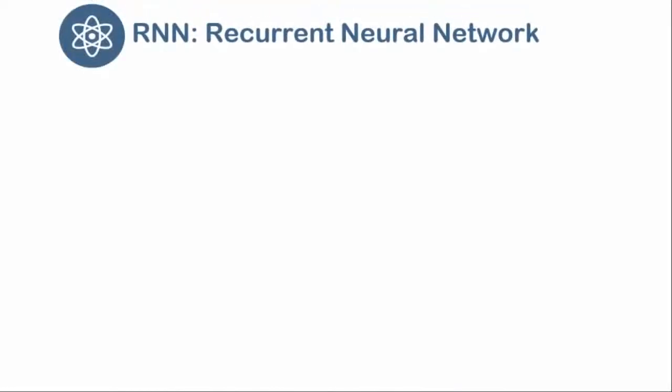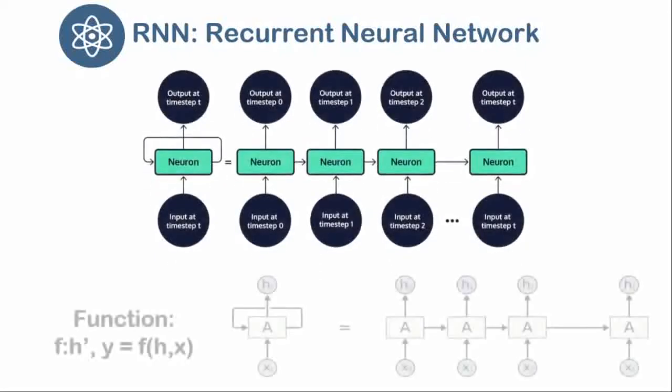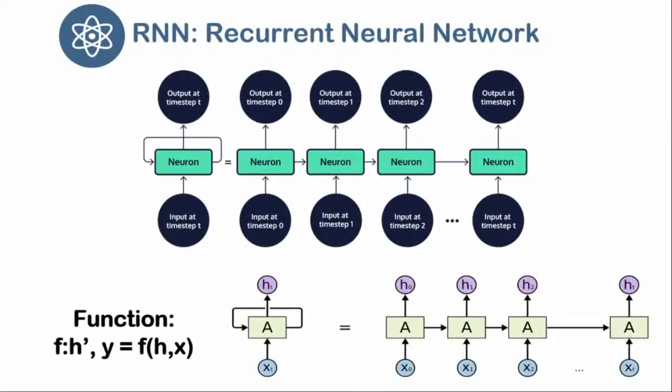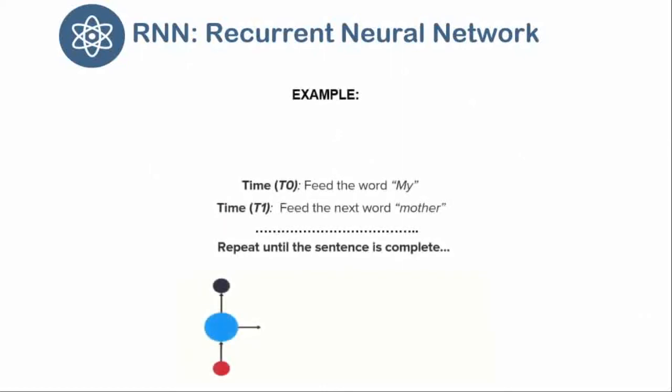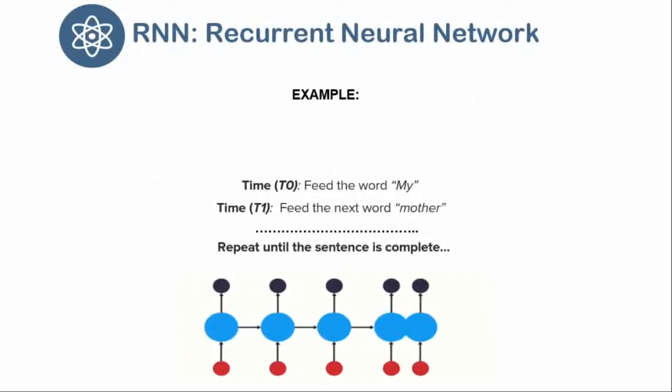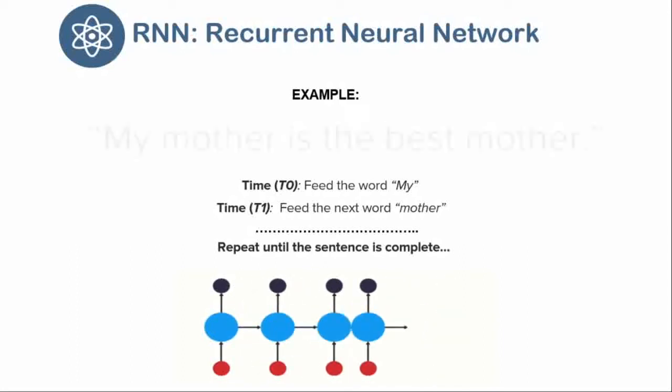Recurrent neural networks, or RNN, are designed to work with sequential data. Sequential data can be time series, or in the form of text, audio, video, etc. RNN uses the previous information in the sequence to produce the current output. To understand this better, I'm going to give you an example.